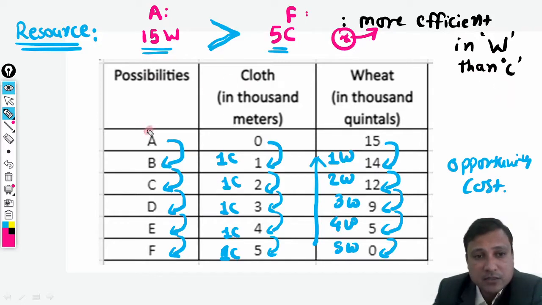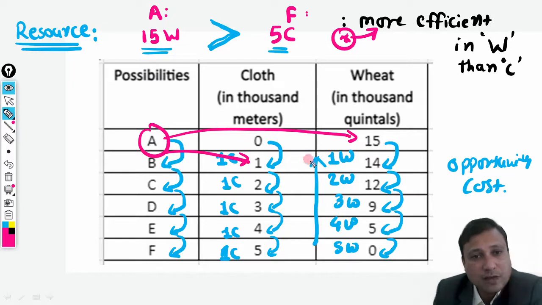So in the first instance, all my resources are focused here for the production of 15. As I shift to the production of the cloth, some of the resources from this 15 production of the wheat get converted to this one cloth.